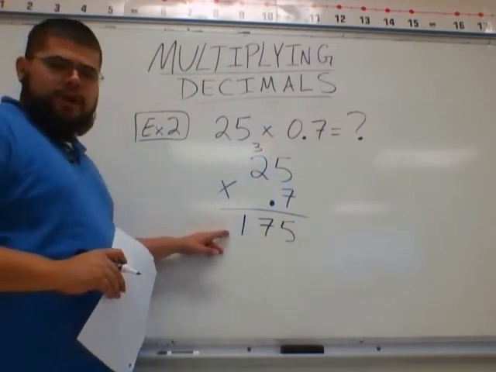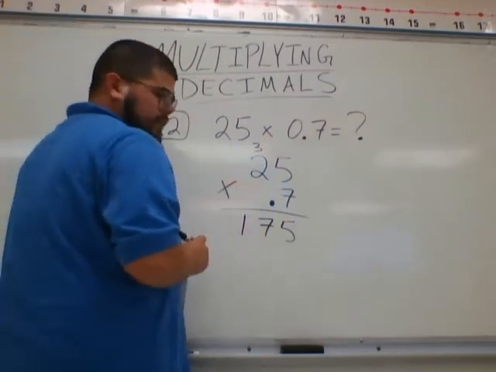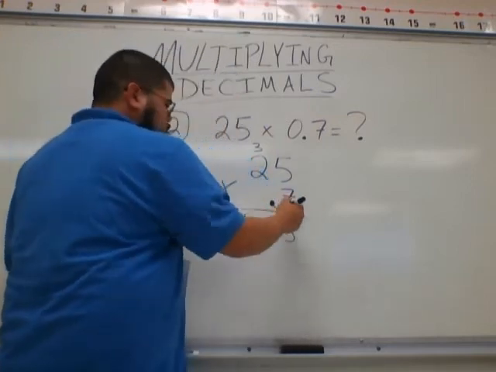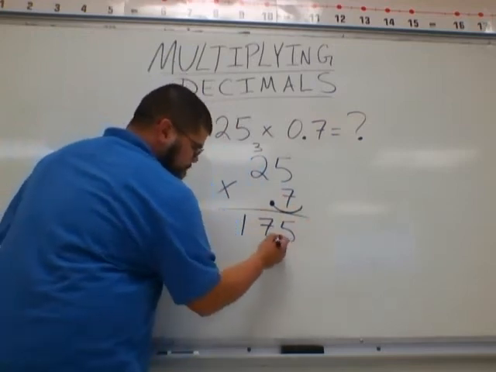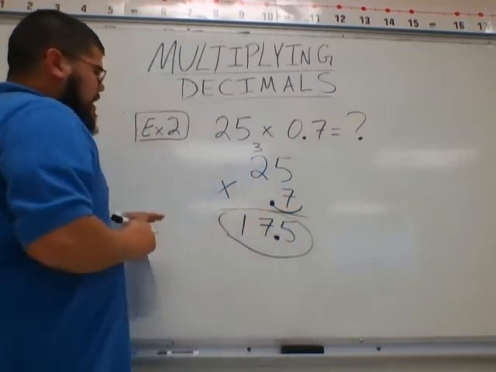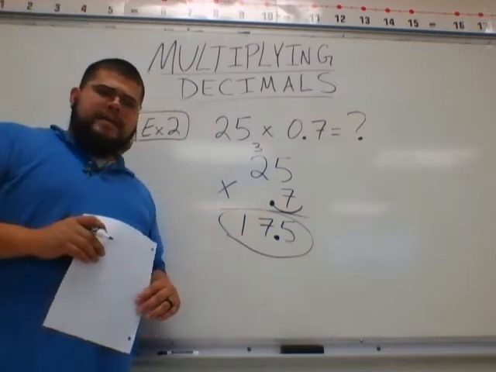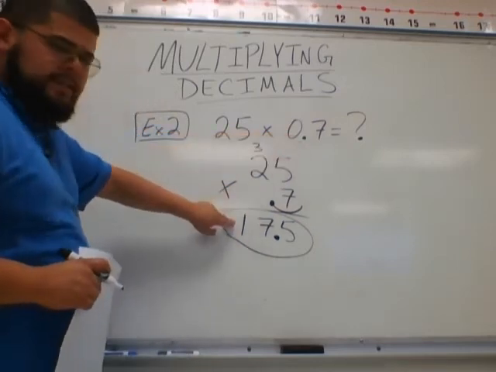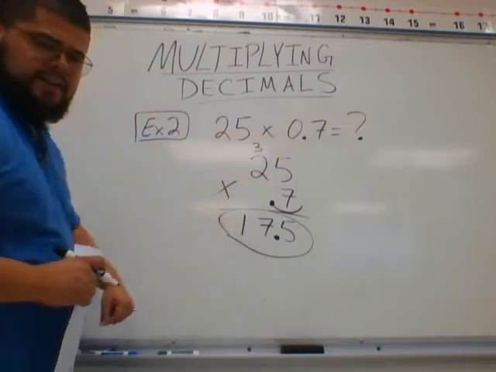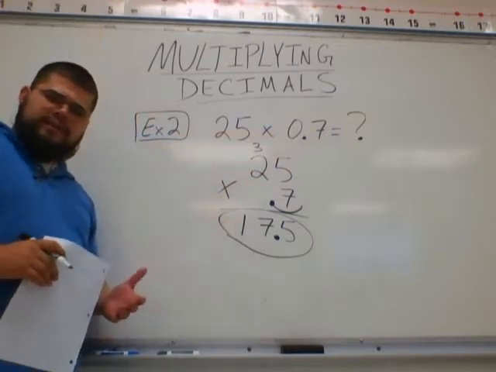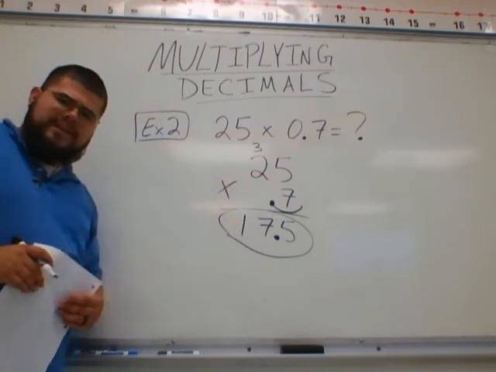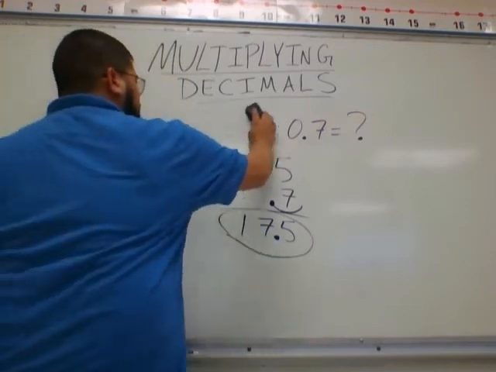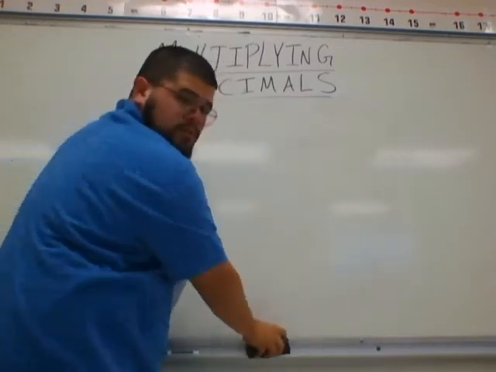But this is not our answer. We still got to include our decimal places. How many decimal places do we have? 1. So that means we got to count back from here. 1. We end up with 17.5. So the product of 25 and 0.7 is 17.5. All right, we're going to go ahead and go to our next example. Example 3. I think we have about 2 more examples. 2 or 3, we'll see. All right, here we go.